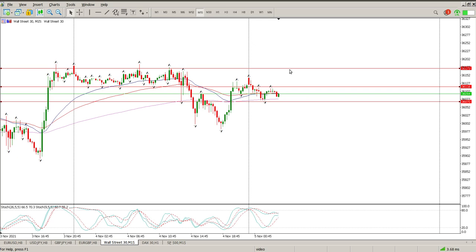Anyway, that's kind of my view at the moment. It's looking like a sit on hands for all the indexes, to be quite honest. So that's more than likely what I'll be doing today.